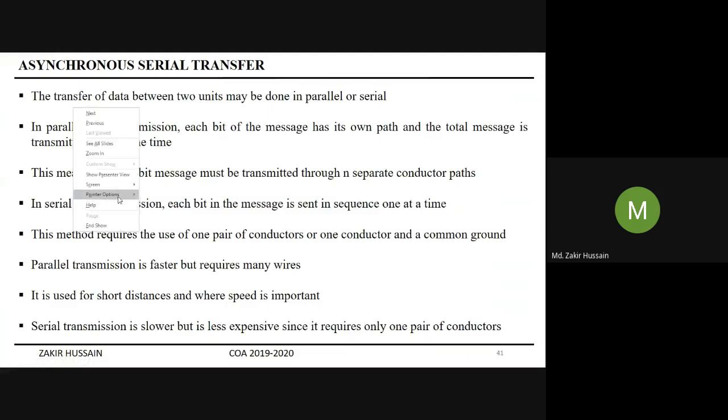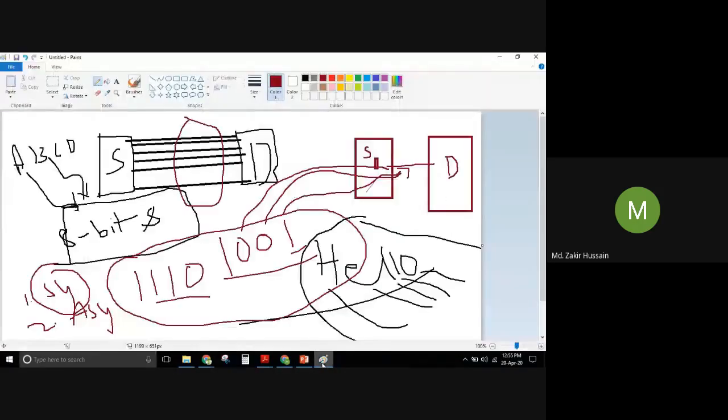So let me take this pointer here. Okay. The transfer of data between two units may be done in parallel or serial. This you have seen. In the paint software, we have demonstrated this. In parallel data transmission, each bit of the message has its own path, and the total message is transmitted at the same time. This means, again, I have to go back here. In one shot, all these bits go parallelly. This is, for example, 1, 1, 1, 0, and then 1, 0, 0, 1. In one go, all this will be transmitted to the destination.